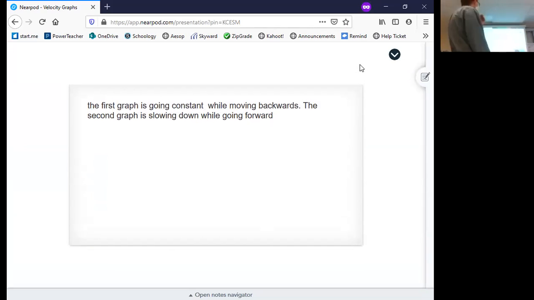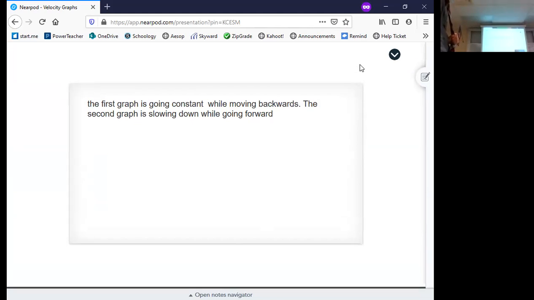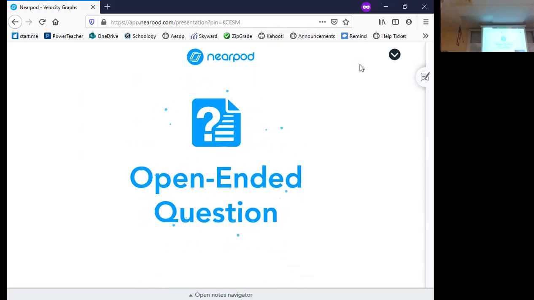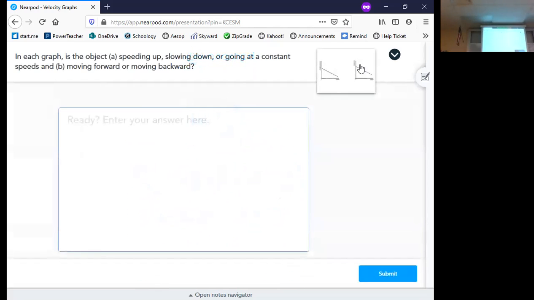The first graph, okay, so the first graph was the displacement graph. So it's going backwards because it's going down, right? Constant speed because it's a straight line. The second graph is going forward. Why is the second graph going forward? Remember what it looked like?